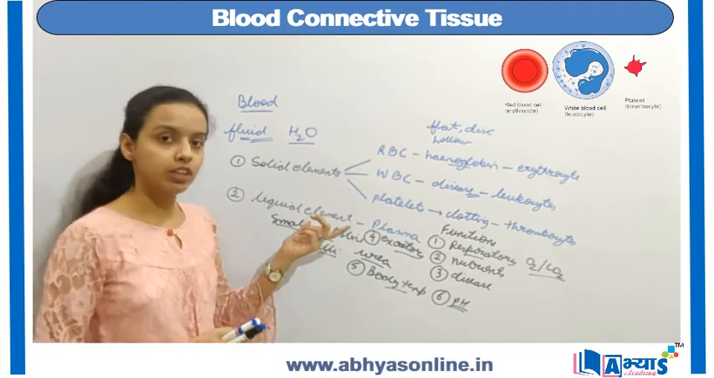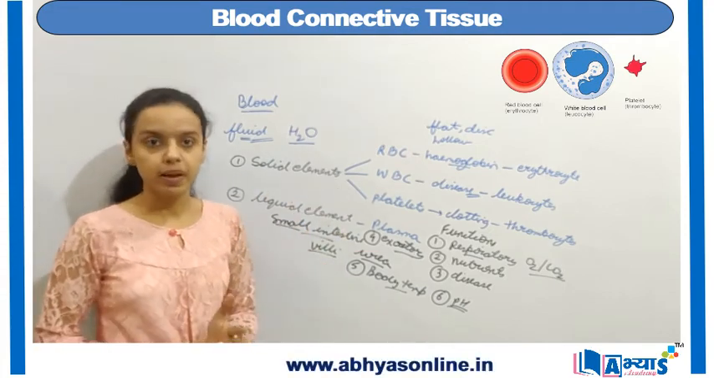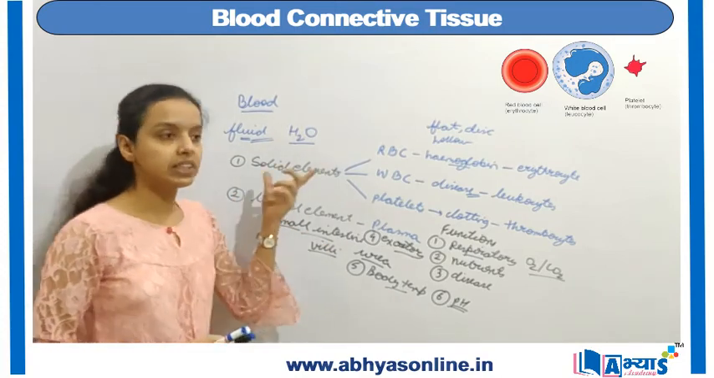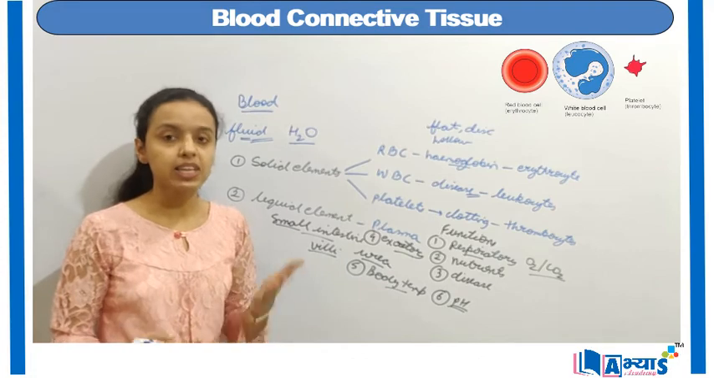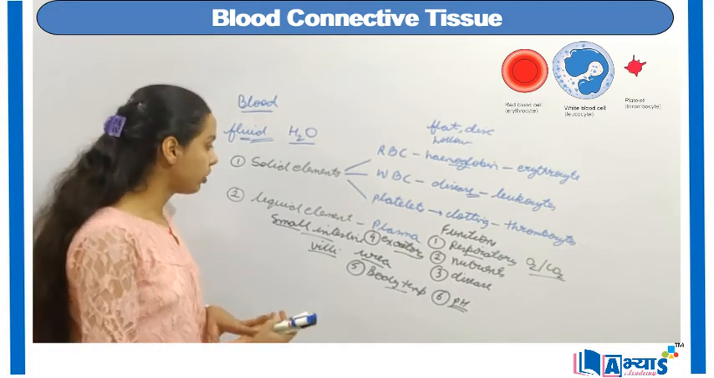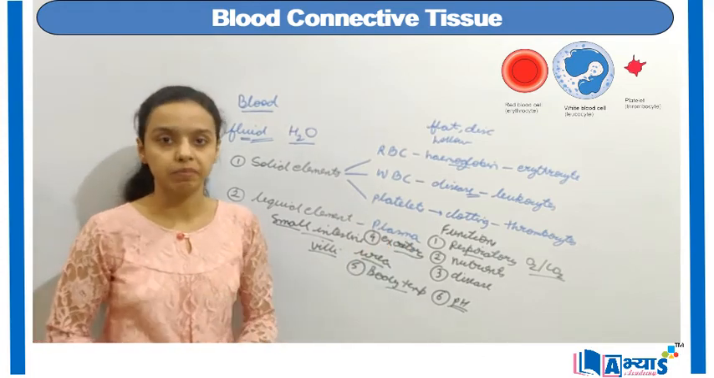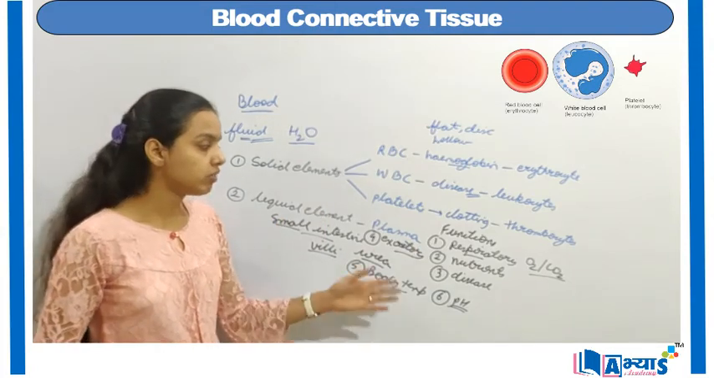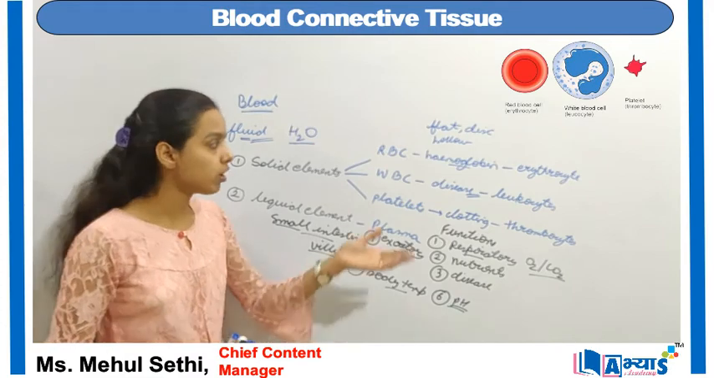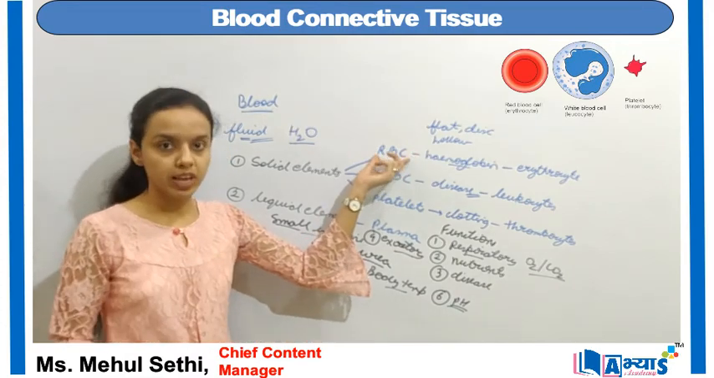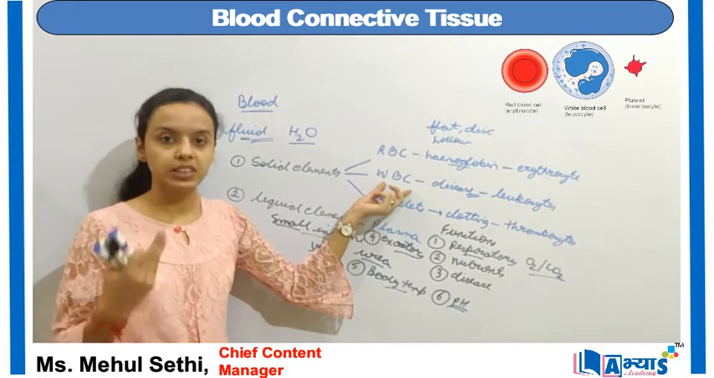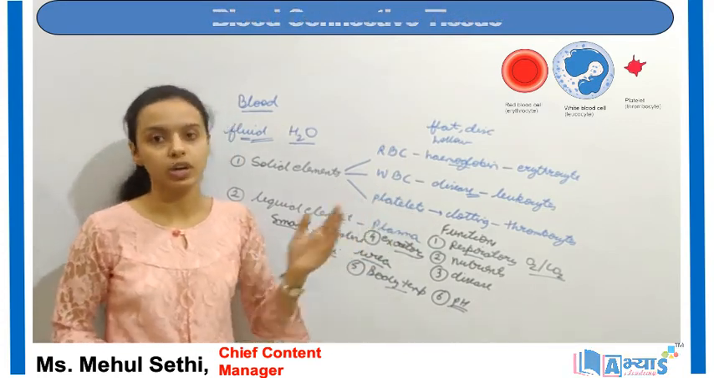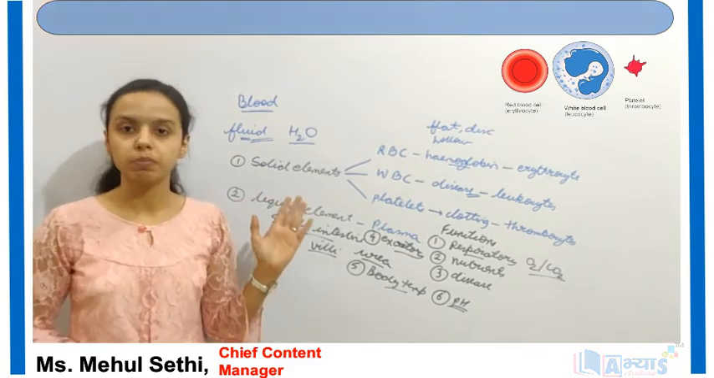We have discussed the definition and the main composition of blood, like the solid elements and the liquid element. Solid elements include the red blood cells, white blood cells and the platelets, and the liquid component mainly includes the plasma. In the end, we have discussed the main important functions of the blood: the RBCs, like the respiratory gases, WBCs help in disease prevention or fight against diseases, and the platelets, that is the clotting of blood. This was the concept of the blood connective tissue.